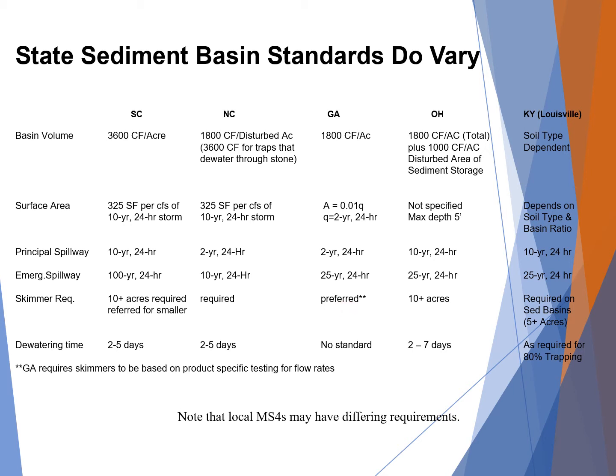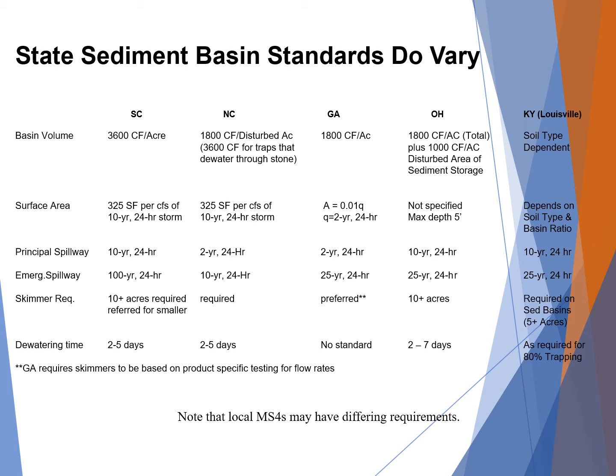Georgia is preferred, although not technically required, although some MS4s do require it. Ohio is for 10 plus acres, it requires a skimmer. In Kentucky, it's required on sediment basins of 5 plus acres. In general, any sediment basin, if you're using a sediment basin where the state has a construction general permit for surface water, it's required to have a skimmer.